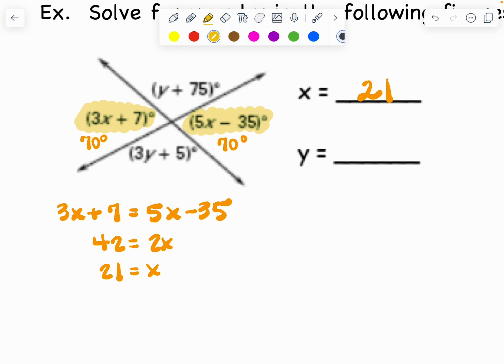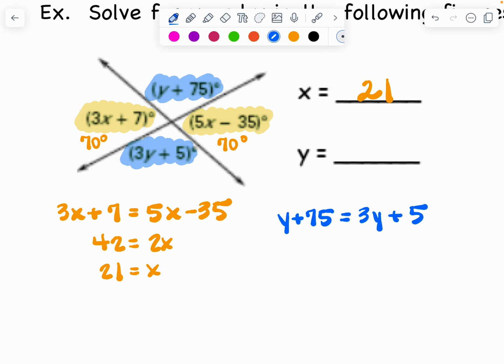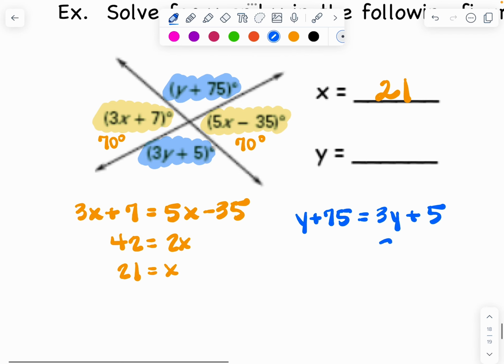All right, so if I'm solving for y, you have two options now. You can recognize that these are vertical angles, right? The angles that contain the y's. So I could totally set y plus 75 equal to 3y plus 5, and I can solve that equation. I'm going to go ahead and do that really quick. So 2y equals 70, so y is 35.